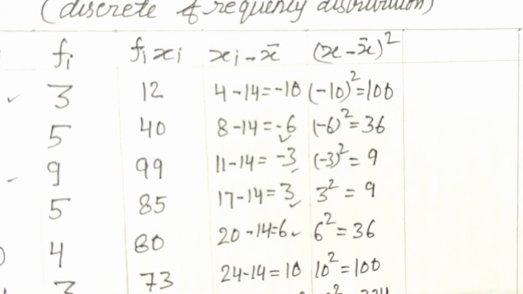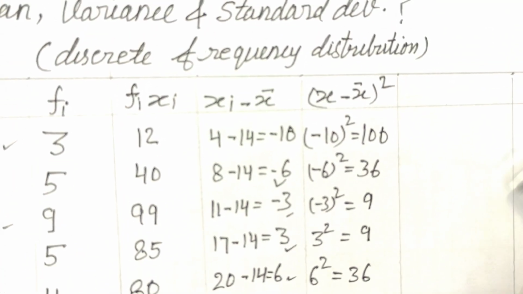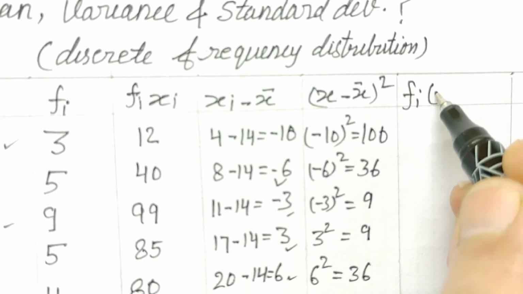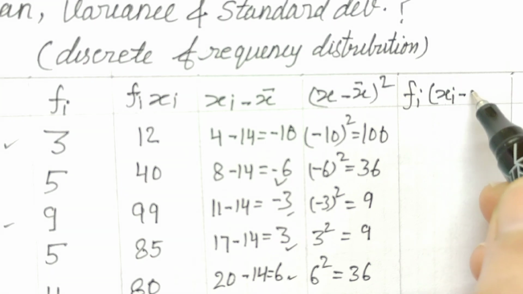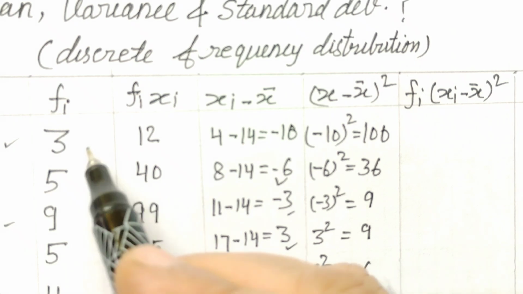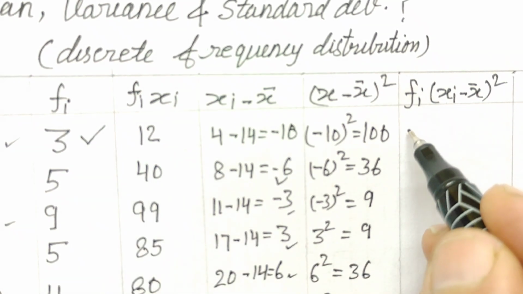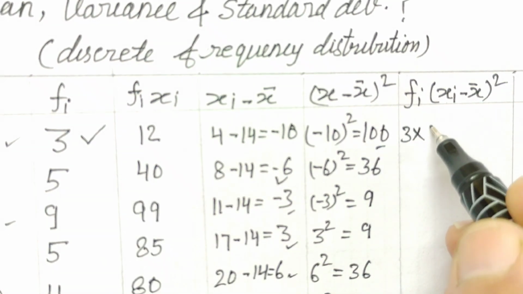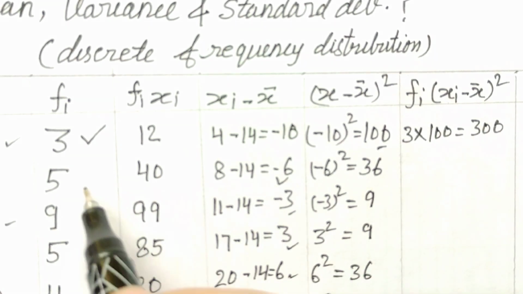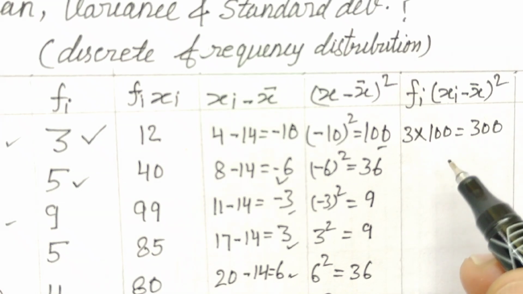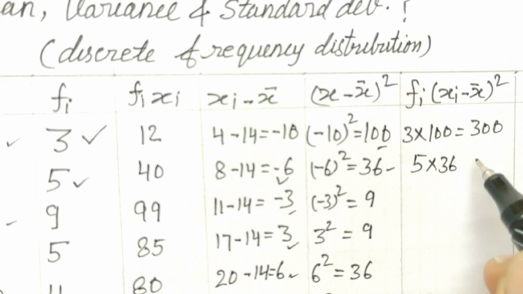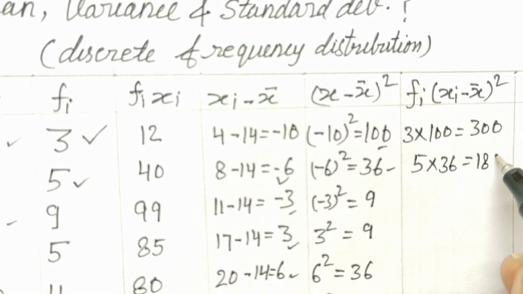Now fi into xi minus x bar square. Here fi is 3. 3 into 100 is equal to 300. Then 5 into 36 is equal to 180.